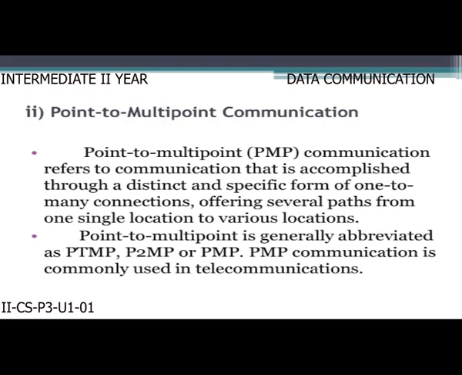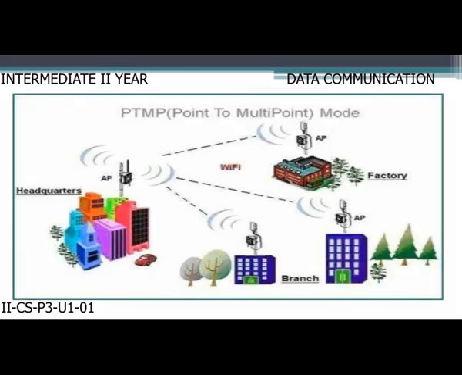The next is point to multipoint communication. Point to multipoint communication refers to communication that is accomplished through a distinct and specific form of one to many connections, offering several paths from one single location to various locations. Point to multipoint is generally abbreviated as PTMP, P2MP, or PMP. PMP communication is commonly used in telecommunications.